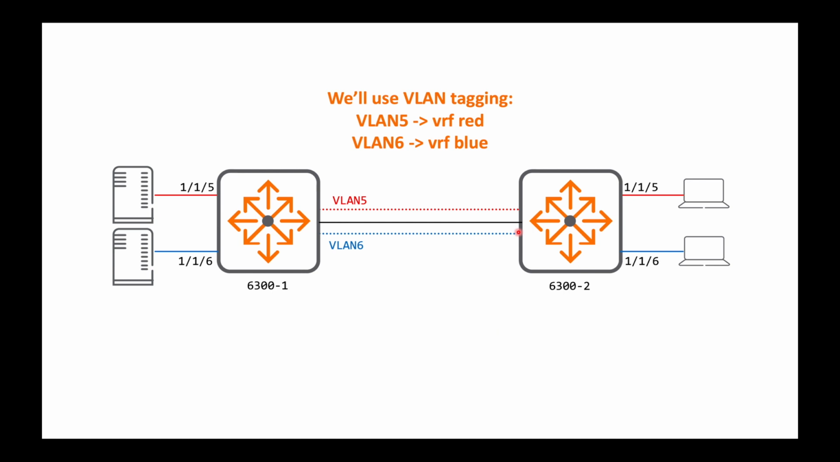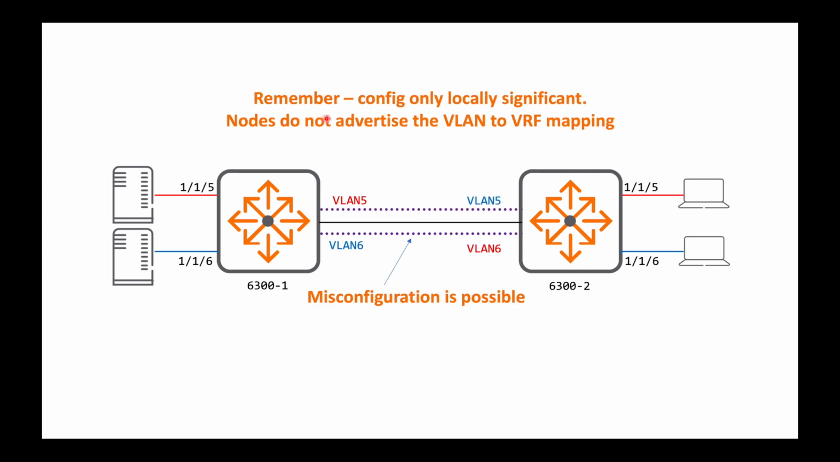But for this video, we are going to look at VLAN tagging. So what I'm going to do here with my physical link, I'm going to turn it into a trunk that can run multiple VLANs between our 2 6300s, and I'm going to tie my layer 3 VLAN interface to a VRF. So VLAN 5 is going to be VRF attached in AOS-CX speak. We'll have VLAN 5 attached to VRF red, and we'll have VLAN 6 attached to VRF blue. And it's important to remember, as I keep saying, that the configuration of the VRFs is only locally significant.